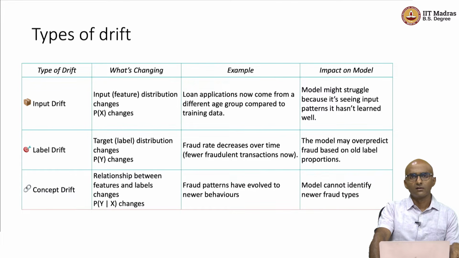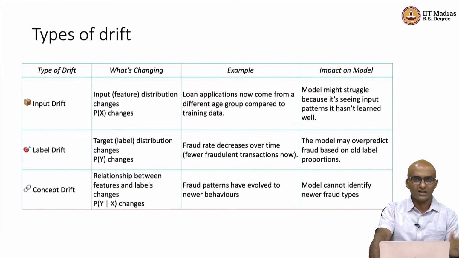Now suddenly loan applications have started to come in from a completely different age group. So maybe it's coming from senior citizens who are not salaried, and that's a behavioral pattern that you're not used to as a model. So then the impact is that the model might struggle to make up its mind on that group of people because it's seeing those input patterns for the first time. So that's input drift.